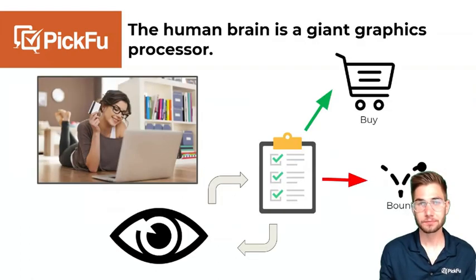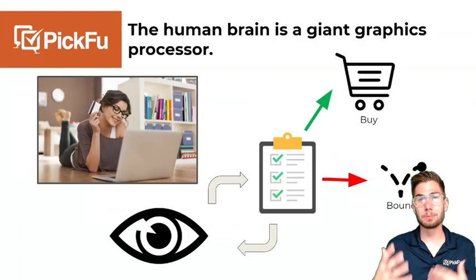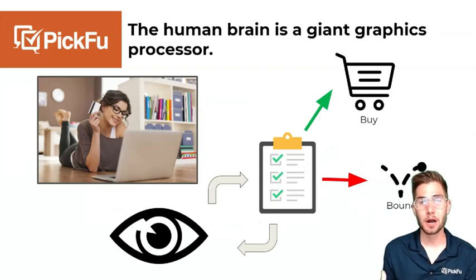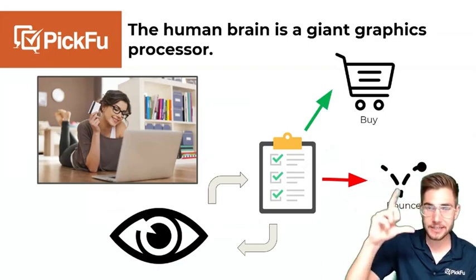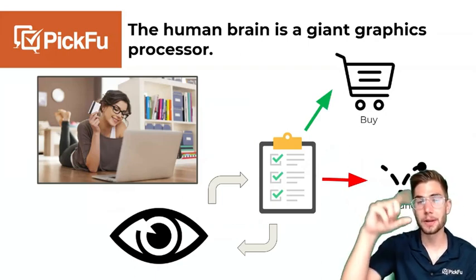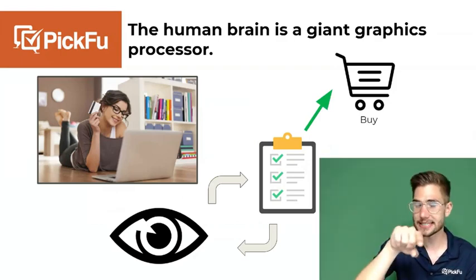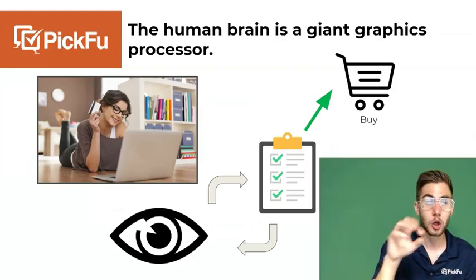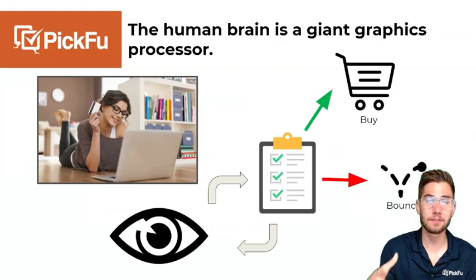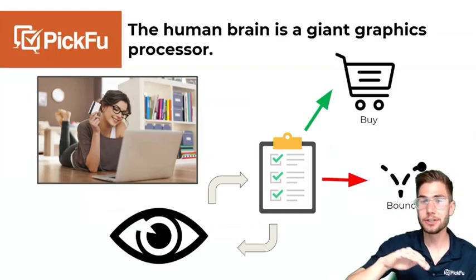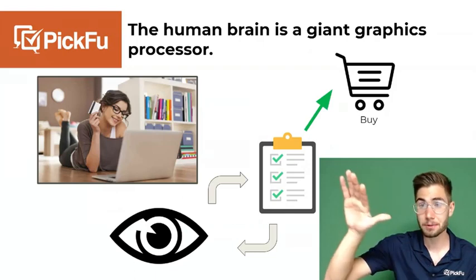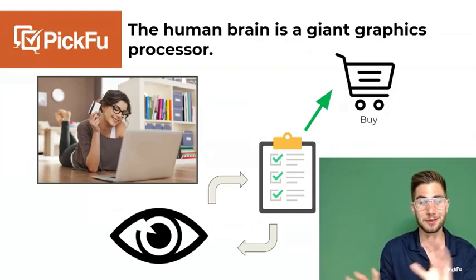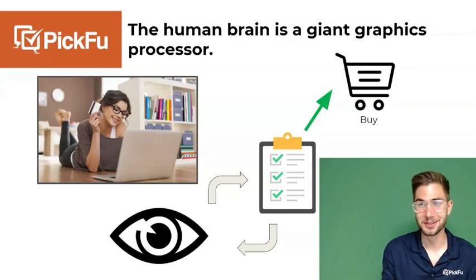And so getting back to the point about the brain being a giant graphics processor, you have to understand that every second that the customer's eyeballs are open, every minute that they're scrolling through the listing, clicking through your image gallery, looking at what the physical product itself is, the brain is going through this checklist. And there's only two decisions. They're either going to buy the product or they're going to bounce, right? There's no middle options. It's just one of the two.